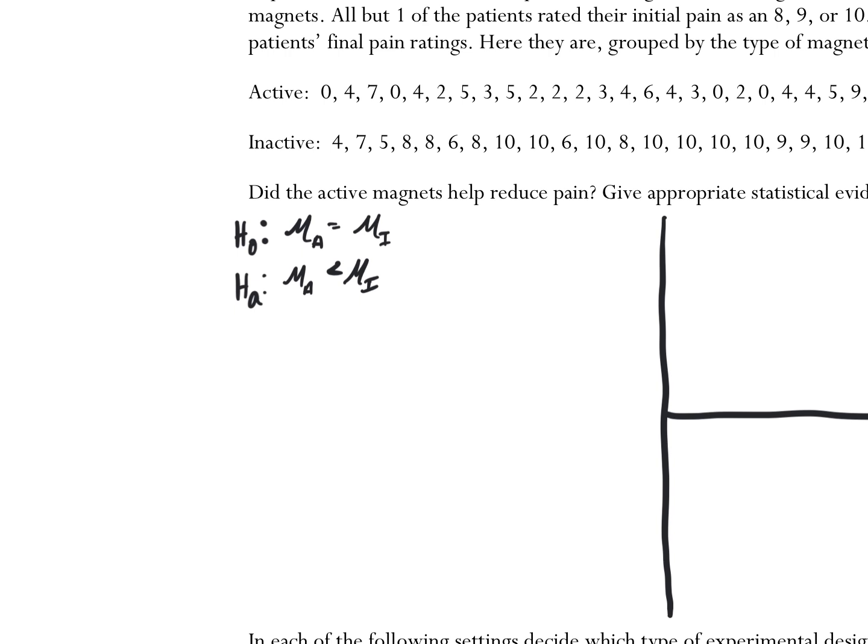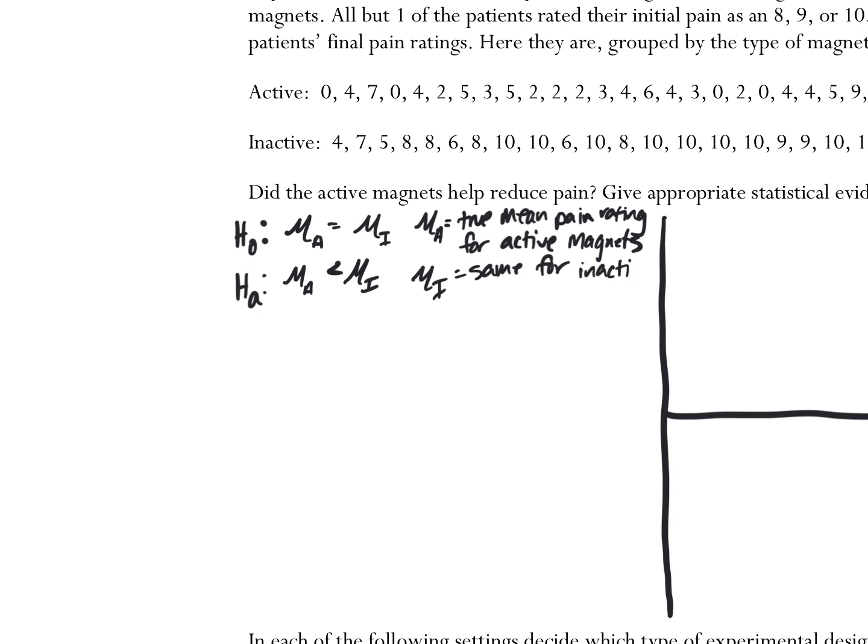Now, and then we would define those variables. Mu A is the true mean pain rating for active magnets. And I would call this a 2-sample t-test for mu A minus mu I.